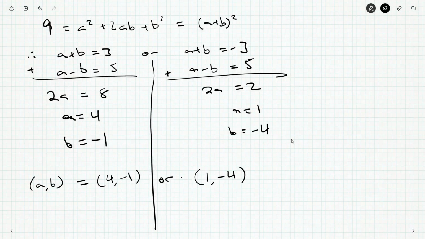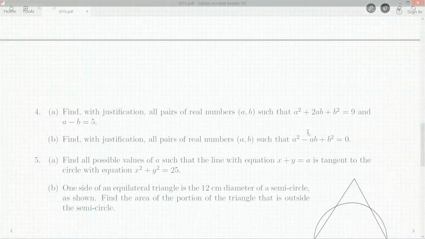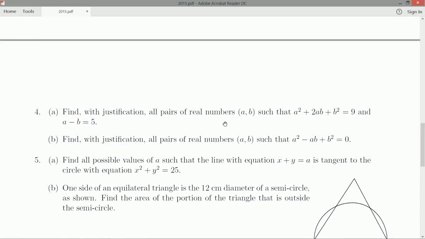Okay, only two possibilities, and that's what we should expect, because at most we had quadratic things, a squareds, b squareds. But fairly straightforward, provided we recognize that a squared plus 2ab plus b squared is just (a plus b) all squared. If you didn't recognize that, then I would have recommended rearranging this linear equation, solving for a, plugging that back in, and you will get a quadratic in terms of b. You can solve that for two different values of b, giving you two different values for a, and it would have all worked out in the end.